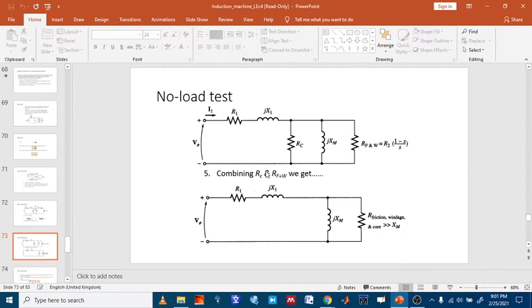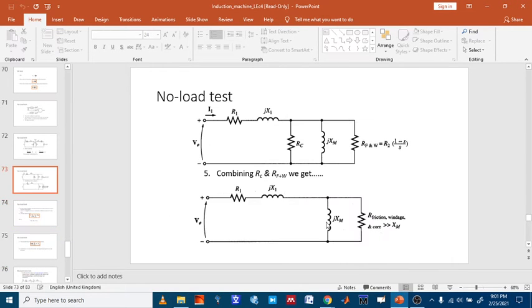We can combine the RC, the core loss. RC is the core loss component. XM is the magnetizing component. We can combine the core loss and that of the friction and windage losses together. So when you combine them, they are in parallel, and you get this R friction and windage loss. And R friction and windage, together with the core loss, are all greater than the XM.